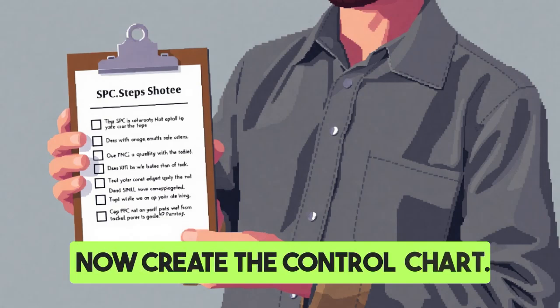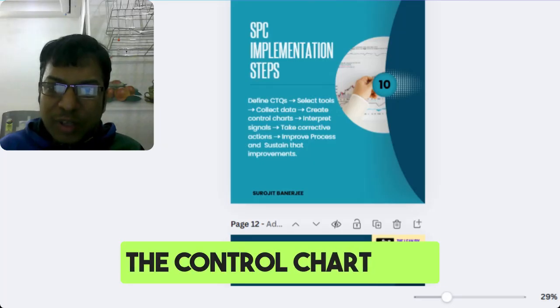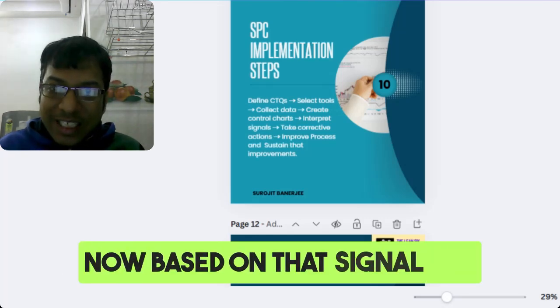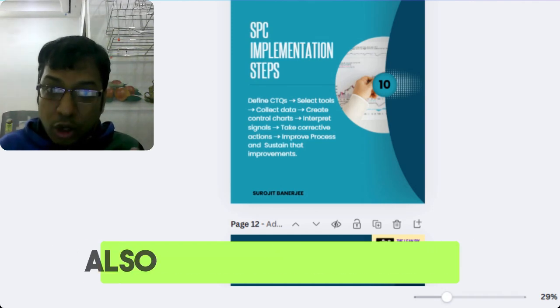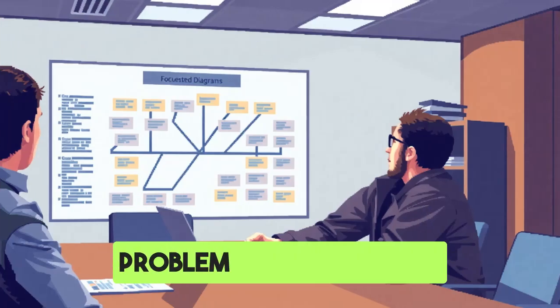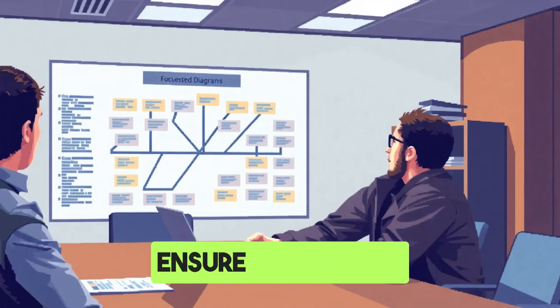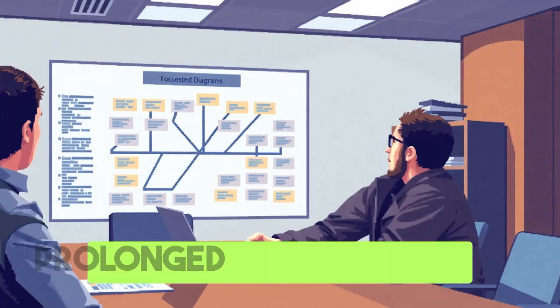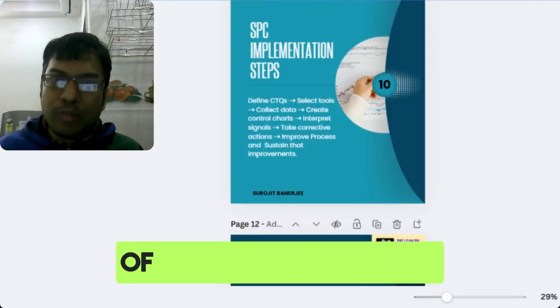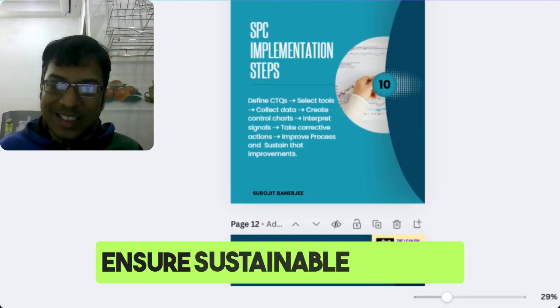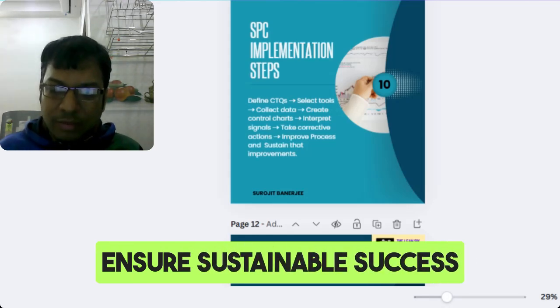Now, create the control chart. Now, interpret the control chart. The control chart will give you some signal. Based on that signal, you need to take some corrective actions and you need to improve the process. And you also need to find the root cause of the particular problem so that you can ensure sustainable improvements over a prolonged period of time. So that you can eliminate the recurrence of the problem and you can ensure sustainable success for your process.